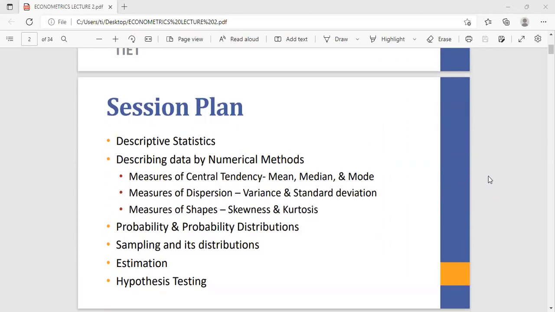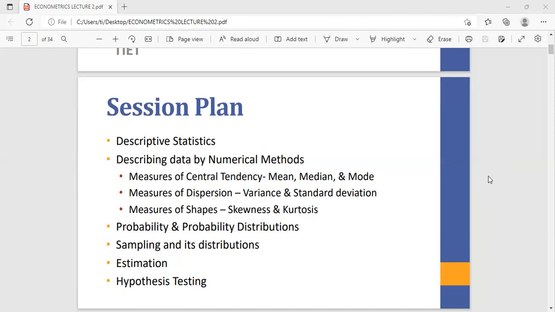In this session plan, we will be discussing descriptive statistics, describing data by numerical methods. Under that, we will be discussing various measures of central tendency. Then we will discuss measures of dispersion. Under that, we will be talking about variance and standard deviation. Then I will take up measures of shape, and in that, I will be talking about skewness and kurtosis.